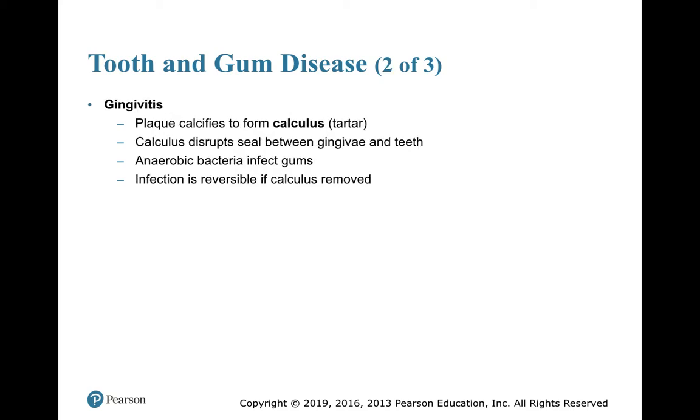Gingivitis happens when the plaque calcifies to form a structure called calculus or tartar. Calculus disrupts that seal between the gingiva and the teeth, and that allows anaerobic bacteria to get in and infect the gums. Anaerobic bacteria do not like oxygen, so they get into that space where there's little oxygen. They grow nicely. That infection is reversible as long as the calculus, the tartar, is removed.